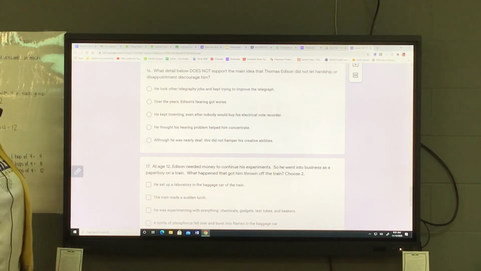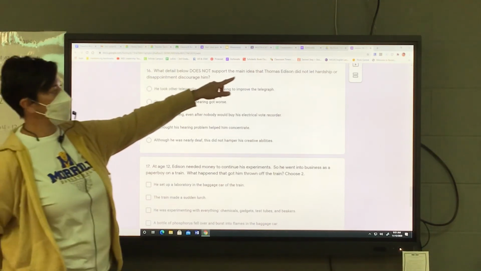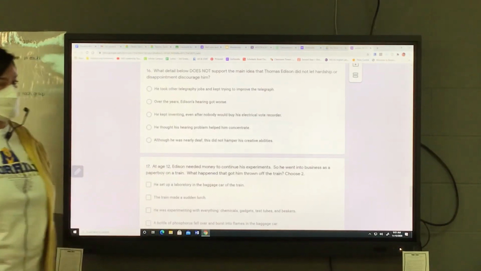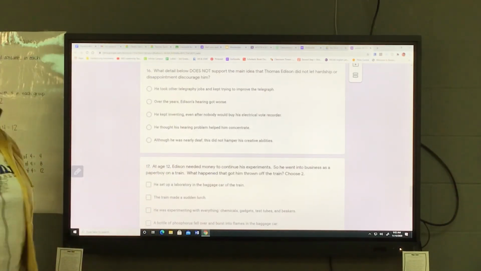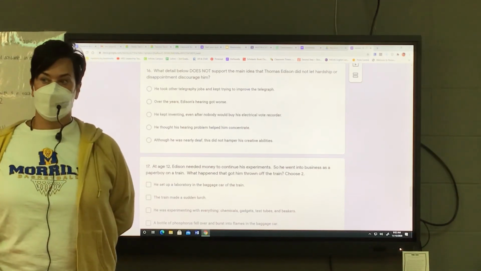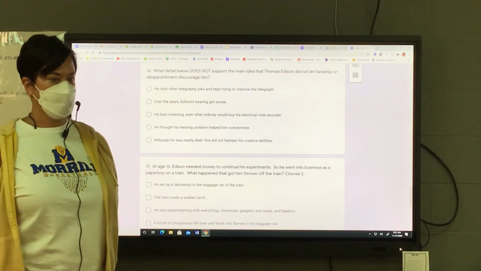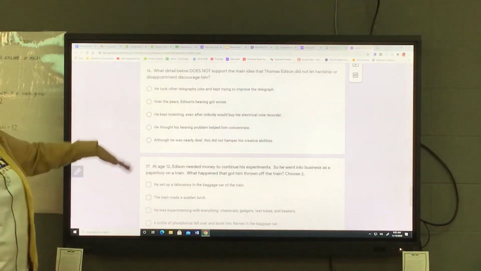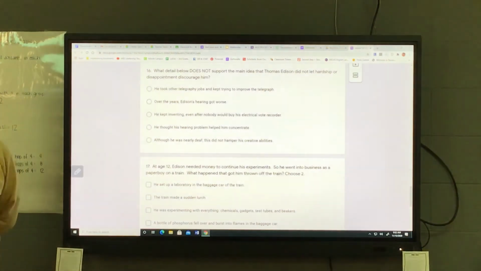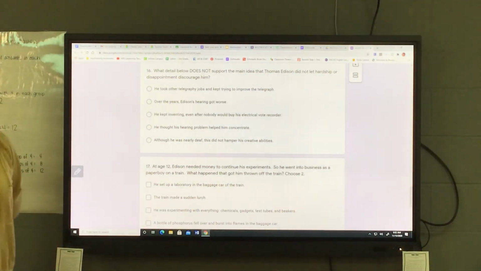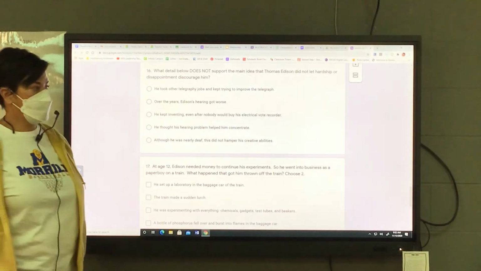Which one of those does not support the main idea? Thomas Edison did not let hardship or disappointment discourage him. Do you know what hardship is? No. When things get hard for a person, like tough times. So which one of those is not a detail that supports that? Remember, only one of them doesn't belong.